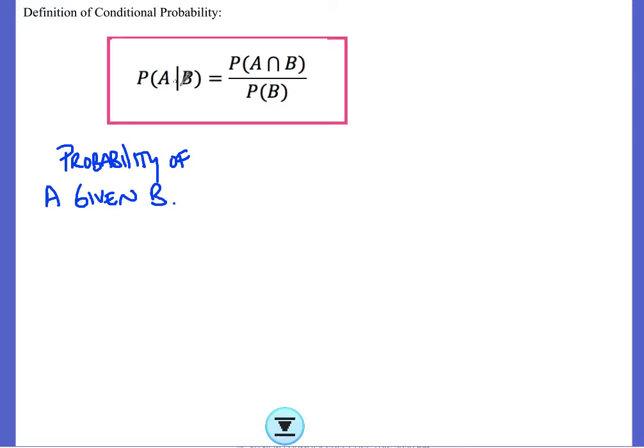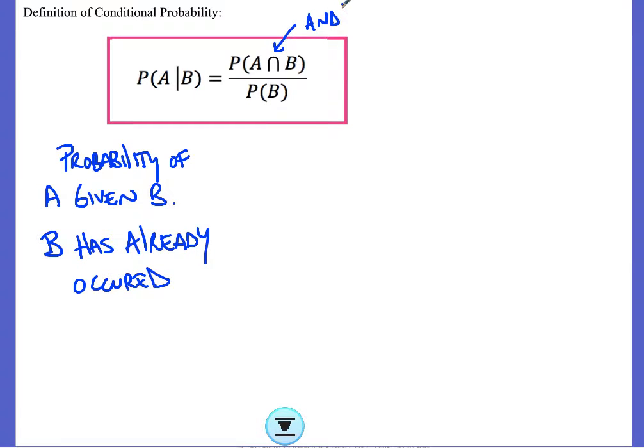So if you have the sense that B has already occurred, then you would use this formula. This symbol right here means and. So we would do the probability of A and B on the top, and then whatever you're given, that is the probability that goes on the bottom. We have a couple examples coming up that are going to use this formula as well.